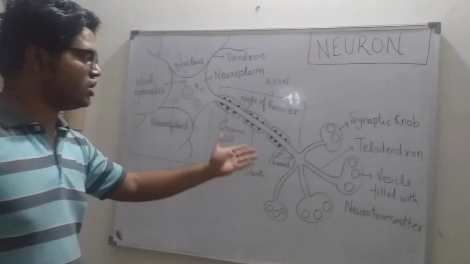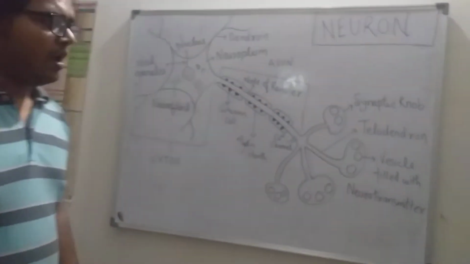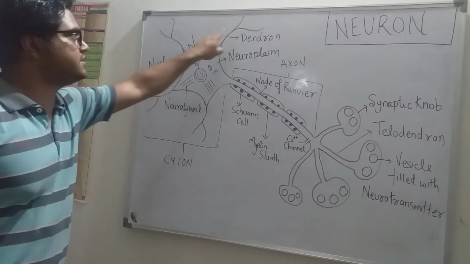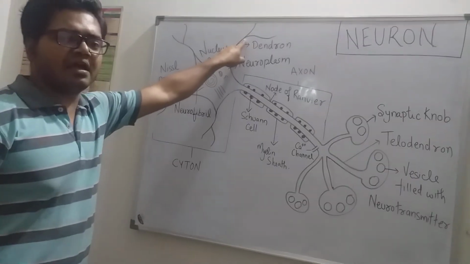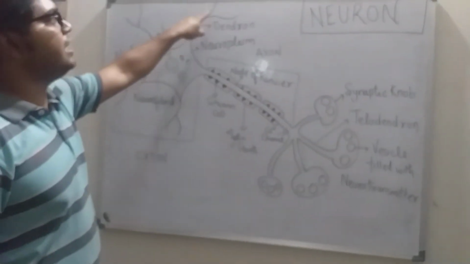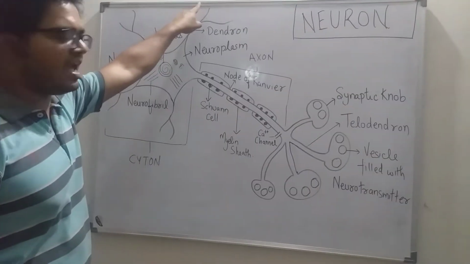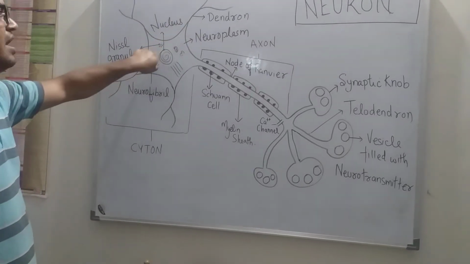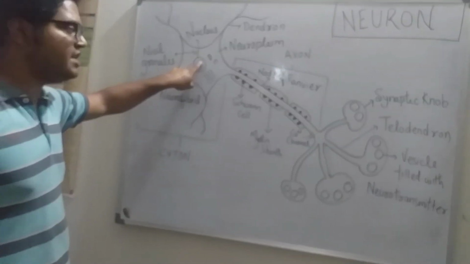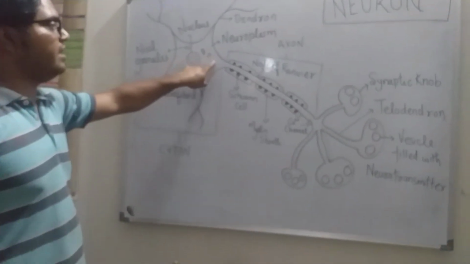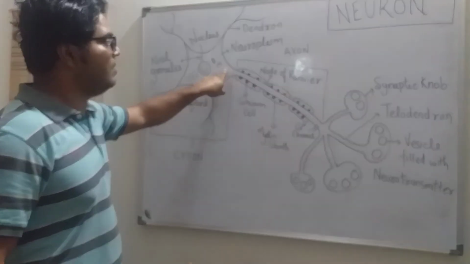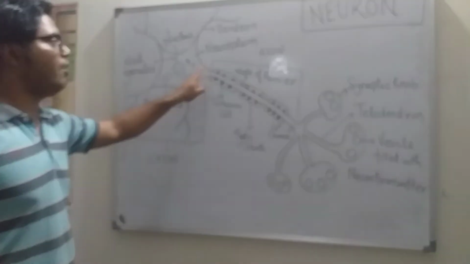This is the structure of neuron. Here, what we see, these are dendrons. Dendrons carry action potential from the synaptic knobs of other neurons and carry it towards the cyton. Cyton processes this information and then the information is amplified and forwarded towards the axon with the help of hillock.